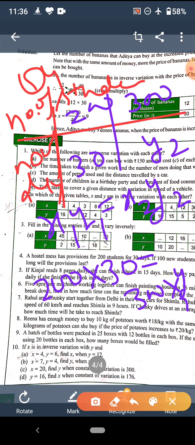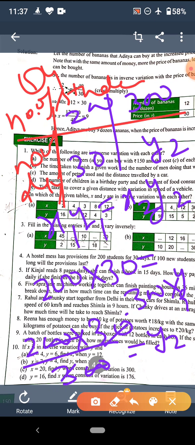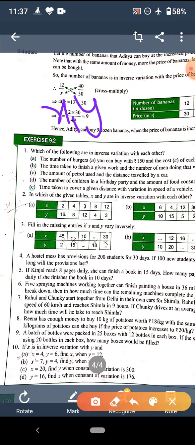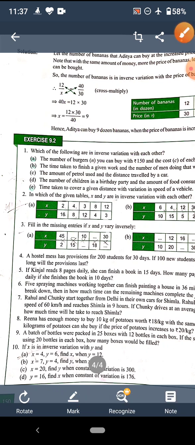Now you can do the calculation: 200 into 30 upon 300 is equal to y2. So do the calculation. So 20 days. The food will last for 20 days. So you have to use the simple logic, beta, in all the questions, that is x1 y1 is equal to x2 y2. You can use this logic in every question.